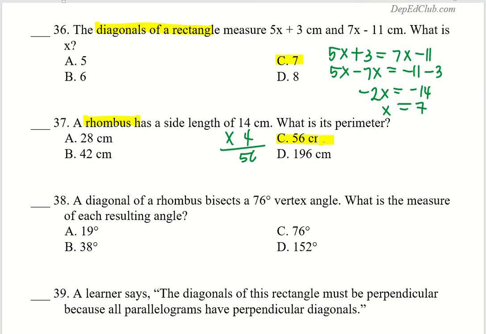38. A diagonal of a rhombus bisects a 76 degrees vertex angle. What is the measure of each resulting angle? Okay, bisect means it halves. So you just need to divide 76 by 2. 76 divided by 2 is 38. Again, bisects po ay 1/2.